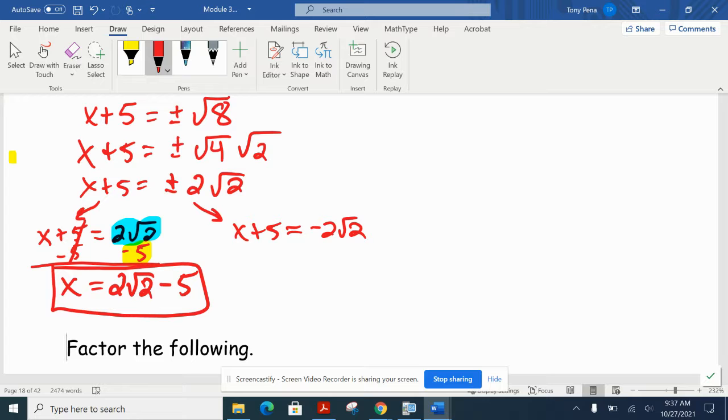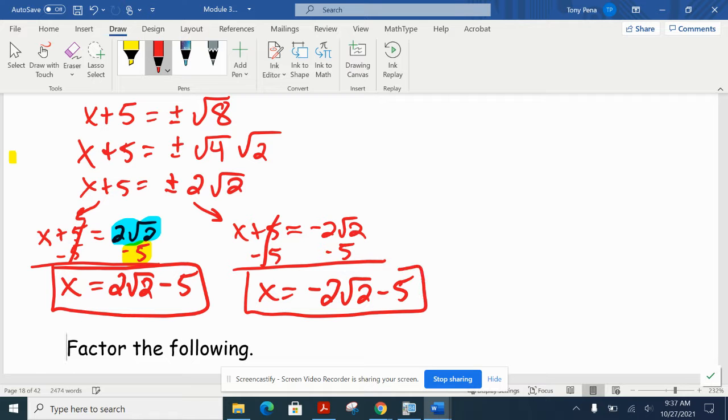Okay. If we do the same thing with that second one, we're going to subtract 5 over here as well. Those are going to cancel. And then similarly, we cannot lump those together as one term because they're not like terms. So we just write this as negative 2 root 2 minus 5. Those are our 2 different answers. All right.